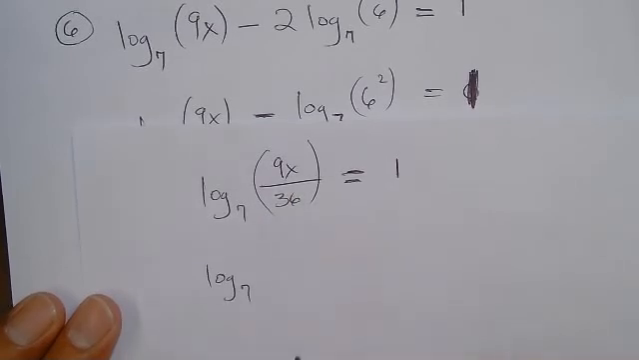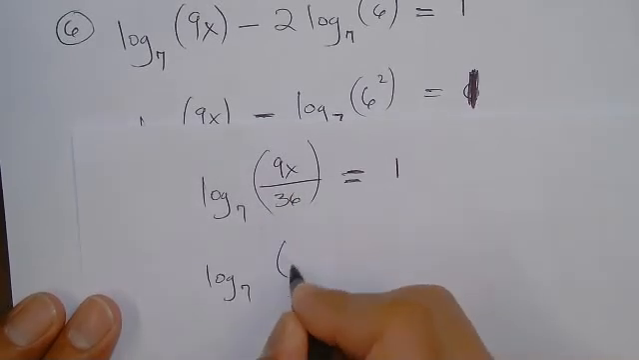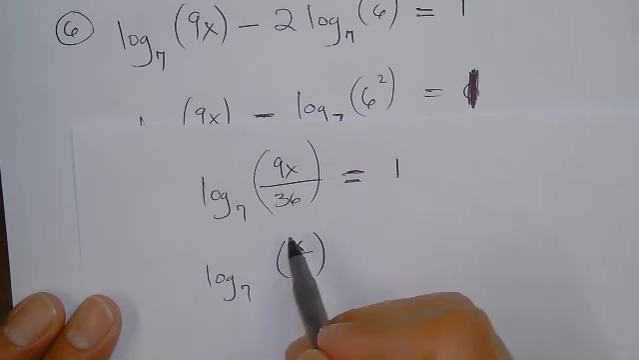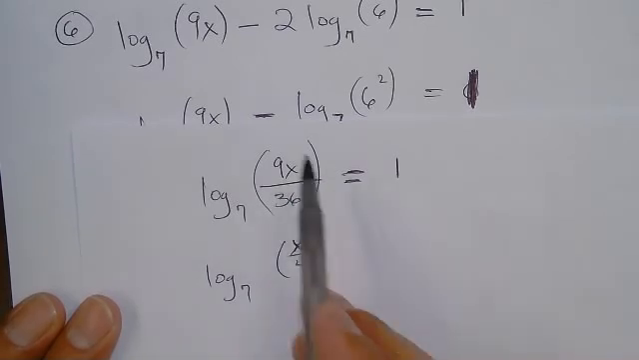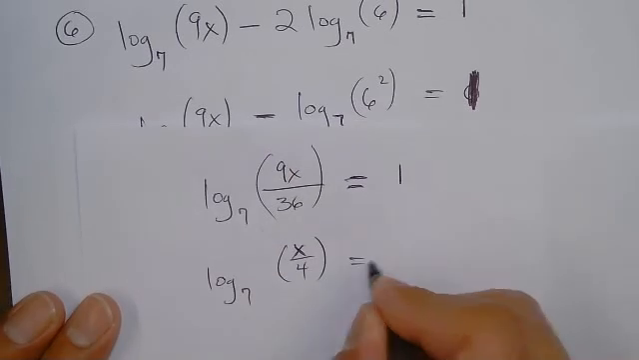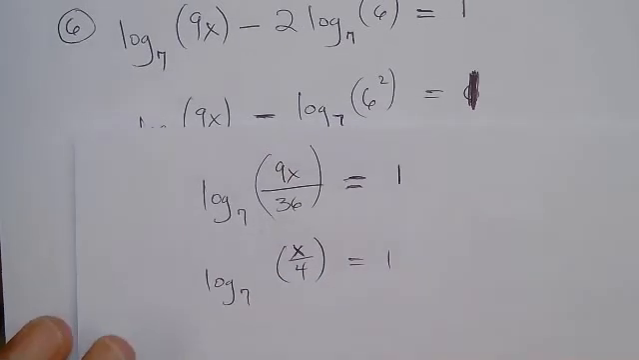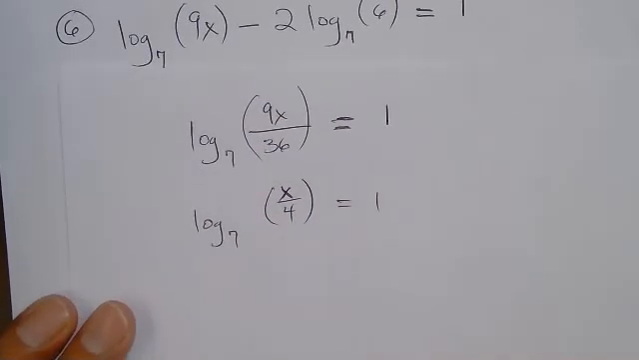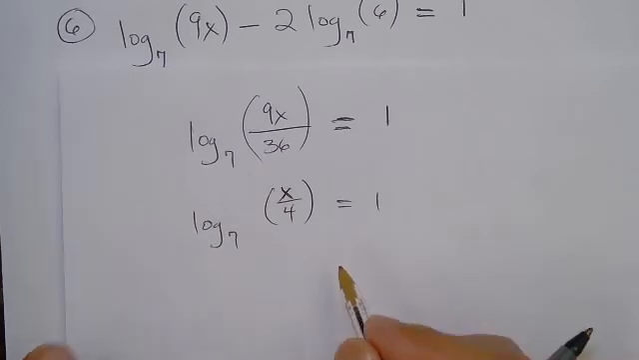But honestly, before I change it, can't you reduce here this 9 over 36? That can be reduced, right? So that's going to be really log 7 of x over 4. Does everybody agree it reduces to x over 4, or 1 over 4? 9 goes into 9 once, 9 goes into 36 4 times. Equals 1. Oh, yeah. That's right.